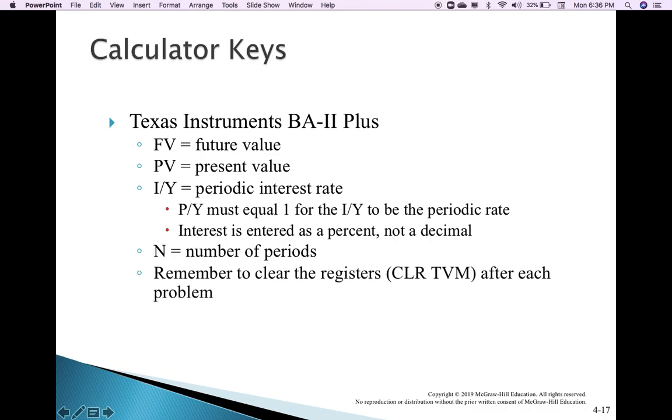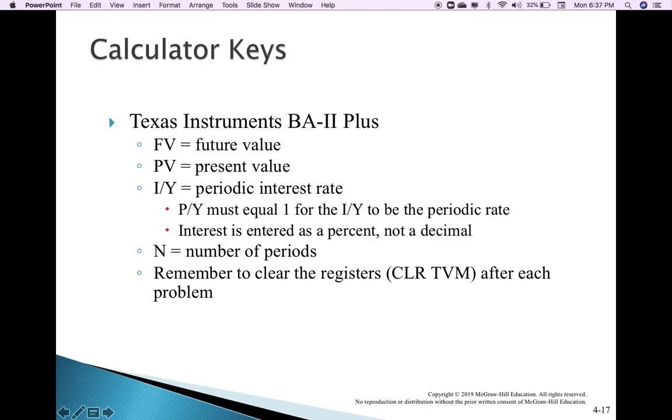Remember to clear the time value table. The time value table is the third row of the calculator, where there are 5 buttons: N, IY, PV, PMT, FV. These are the 5 keys available in the third row. This is known as the time value table. This time value table should always be cleared before doing a new exercise.